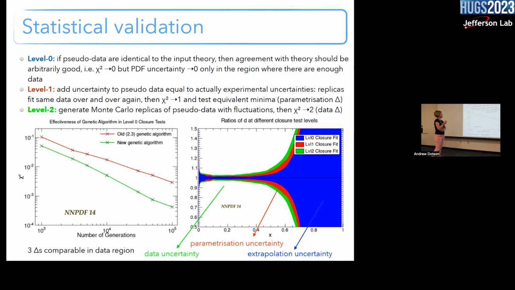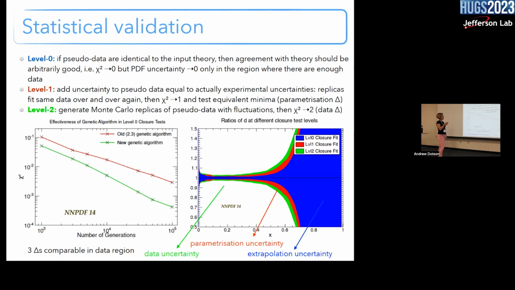So level 0 is this. If the pseudo data are identical to the input theory, then the agreement with the theory should be arbitrarily good. So the chi-square should go to 0. But the PDF uncertainty goes to 0 only in the region where you have data. Remember, even if you have perfect data and the chi-square goes to 0, if you don't have data, like in this region, the uncertainty should be huge because there is nothing to constrain the PDF in that region, okay? So this is telling us something about the extrapolation uncertainty.